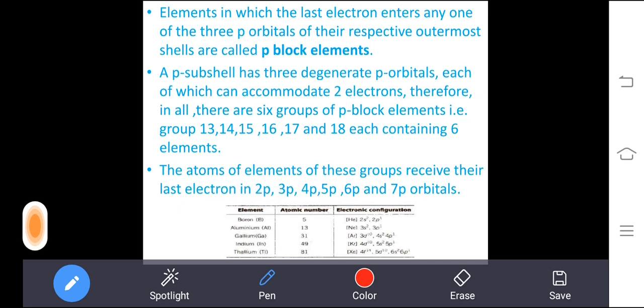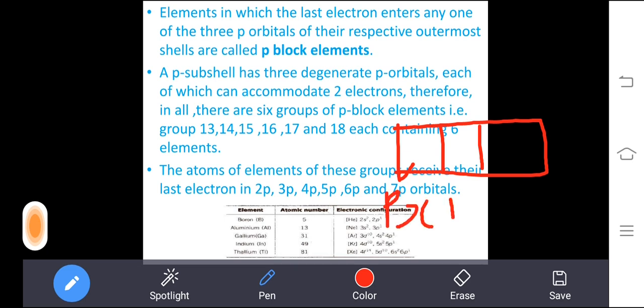The p subshell has 3 degenerate p orbitals, as we mentioned, px, py, pz. Each of these orbitals can accommodate 2 electrons. So totally 6 electrons can be accommodated.